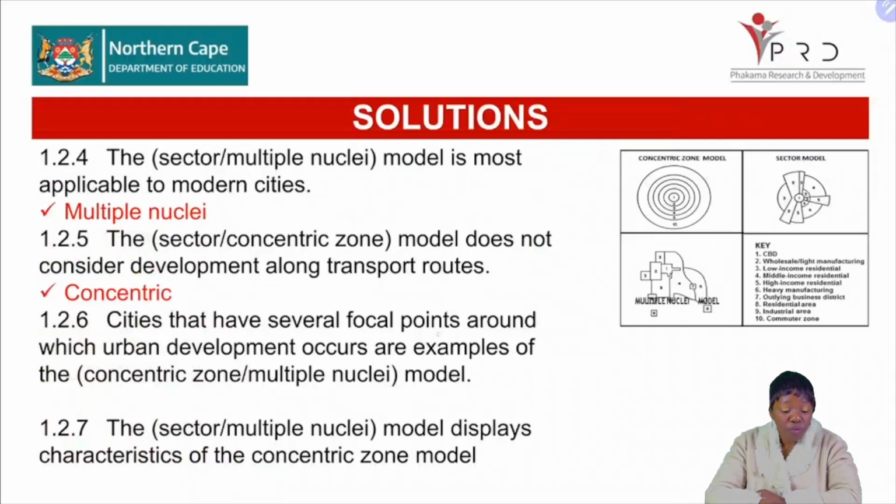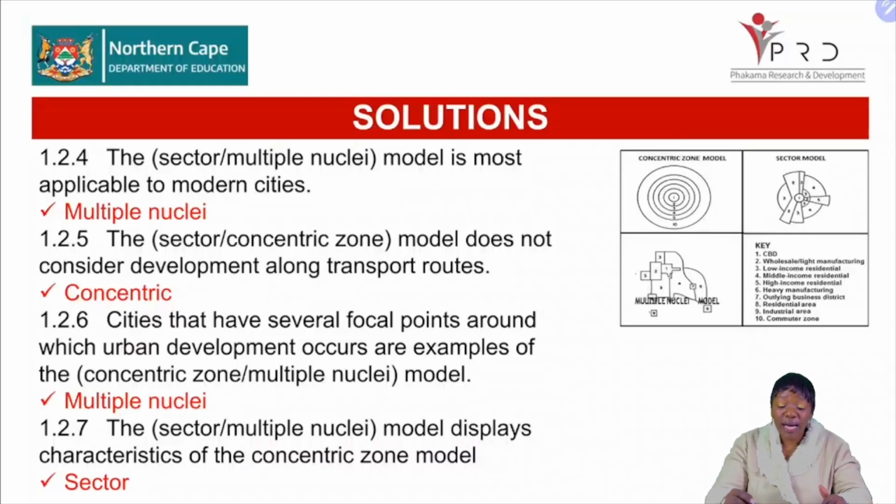Then your 1.2.6, the cities that have several focal points. So we call these the focal points around which the urban development occurs, it is an example of your multiple nuclei. Why? Because there are so many focal points that are included. Then your 1.2.7, the sector or the multiple nuclear model displays the characteristics of the concentric zone model. So the characteristic, we still have that shape like a circle. So even though it has the wedges, it is a sector.